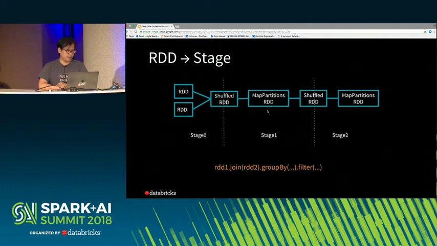The way we split them is that we split the RDD chains before the shuffle RDD and after the shuffle RDD into different stages. So what is a shuffle? A shuffle is quite like a reduce task. It splits the input files and distributes them into new partitions.